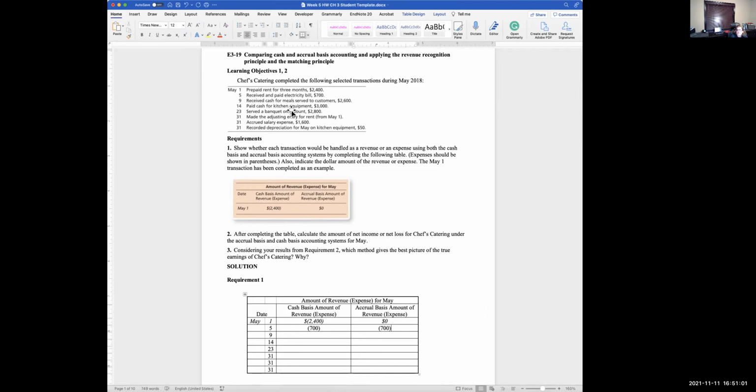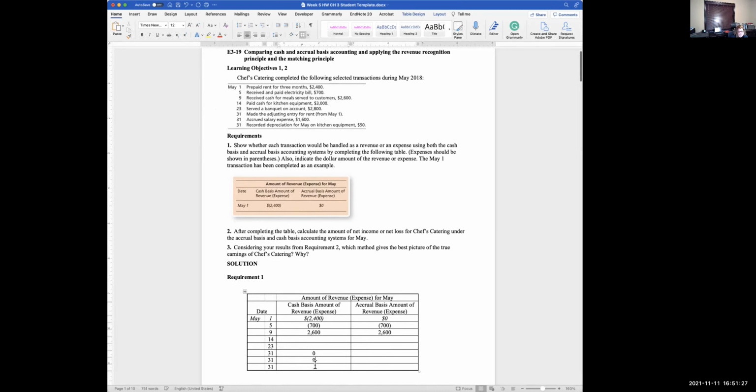And then basically you see here that we received cash for meals that we served to customers. So since we got money here, this is going to be $2,600. And since we served customers, that's revenue. So that's also $2,600. And then you'll see here, we made adjusting entries for rent, and we accrued salary expenses, and we recorded depreciation. None of those have an impact on cash. So all of those amounts here are going to be zero.